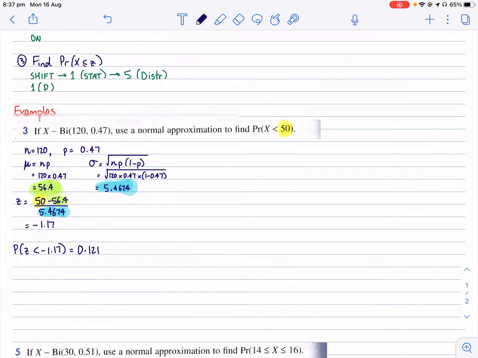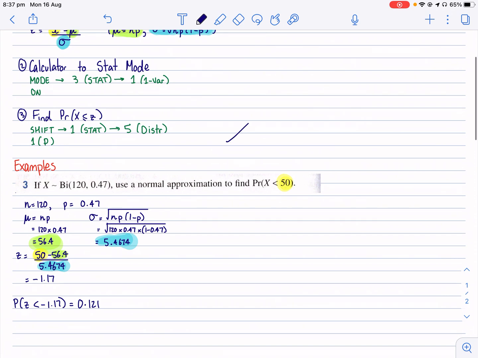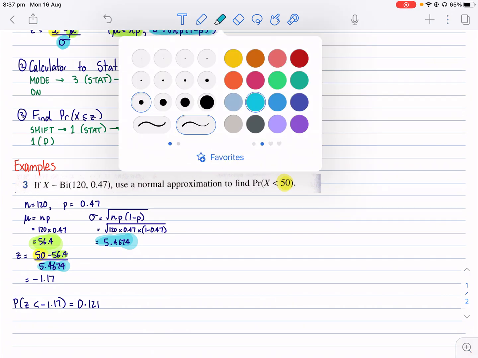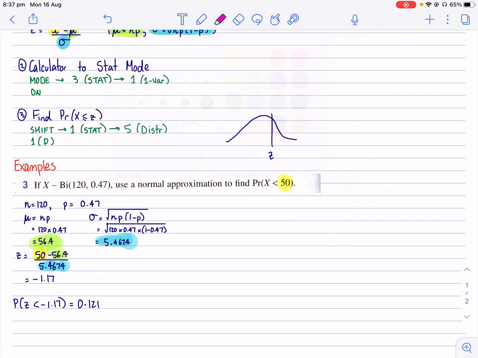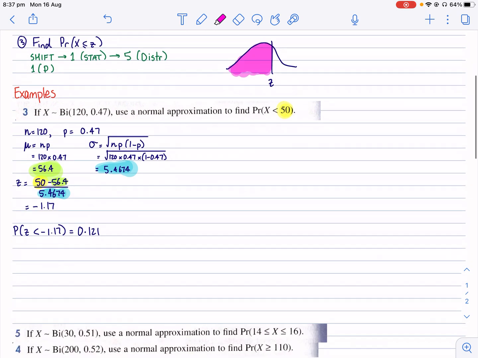0.121. Now these probabilities that we get are always the probabilities to the left of whatever we were trying to find. So if we're after one that's more than, we'll just do 1 minus this to find the more than.